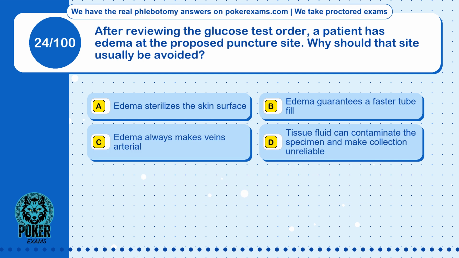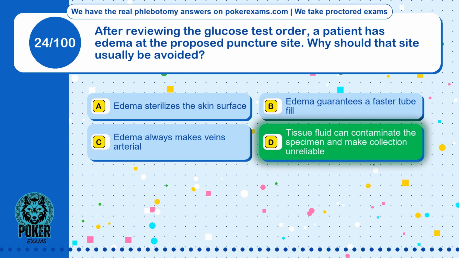Question 24. After reviewing the glucose test order, a patient has edema at the proposed puncture site. Why should that site usually be avoided? Option A: edema sterilizes the skin surface. Option B: edema guarantees a faster tube fill. Option C: edema always makes veins arterial. Option D: tissue fluid can contaminate the specimen and make collection unreliable.